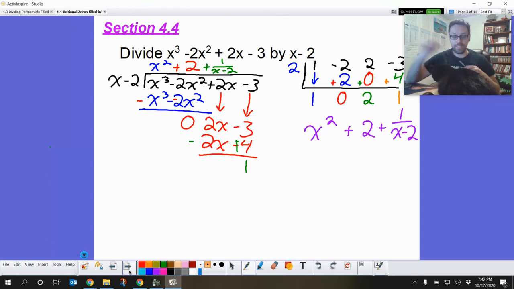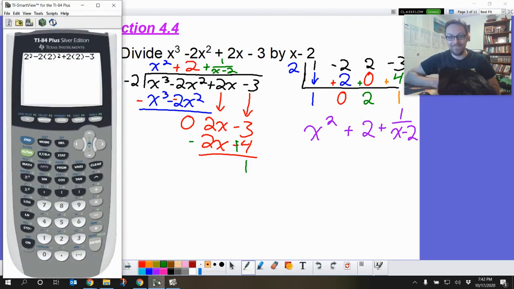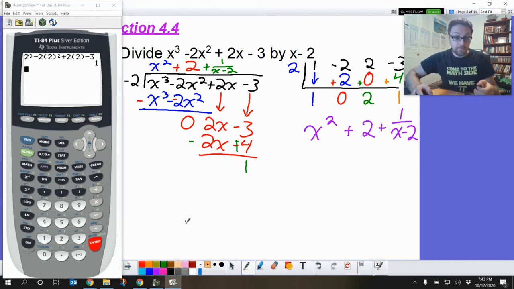Now, here's what's really exciting. What I did on my graphing calculator is I put in the 0 of that factor. So we had the factor of x minus 2. I made it a 0, and I just plugged it into all those little x values. And watch what happens when I evaluate that. I get 1. I get the remainder. So by just plugging the 0 into the function, into the polynomial, we're able to actually find the remainder. Oh, that's cool.